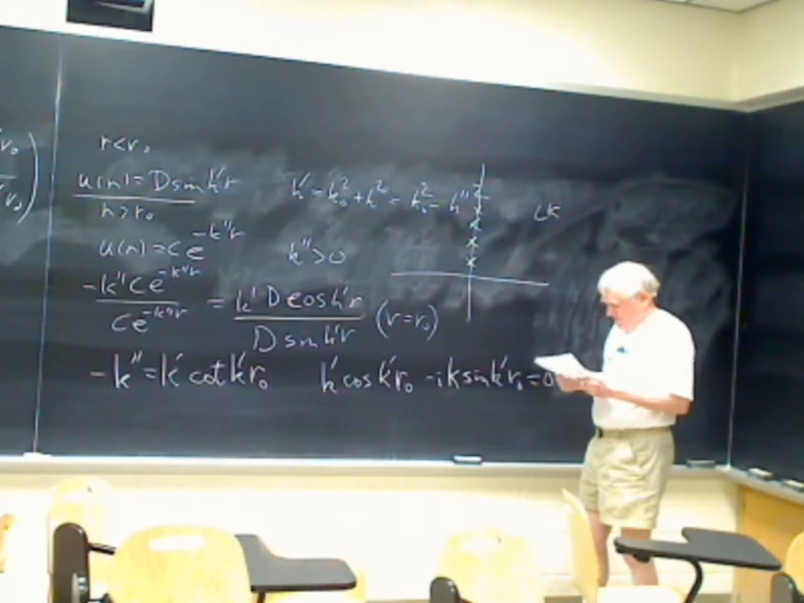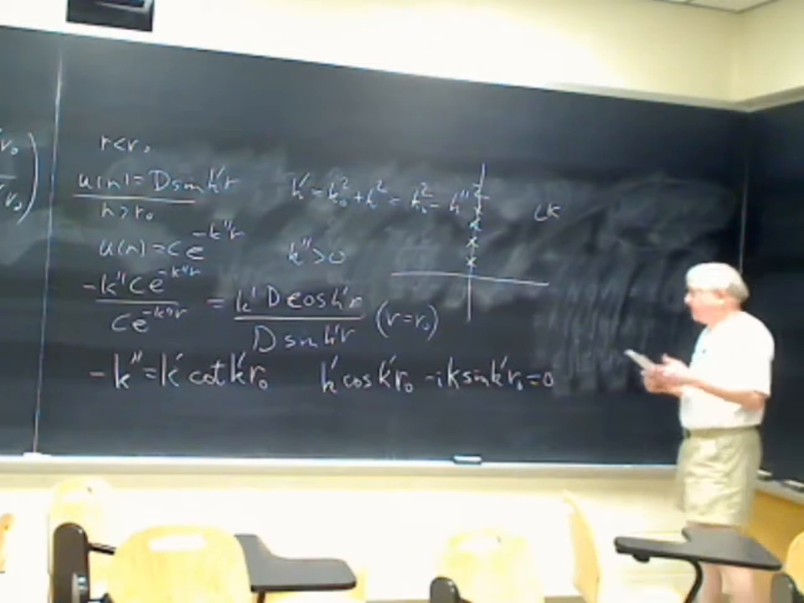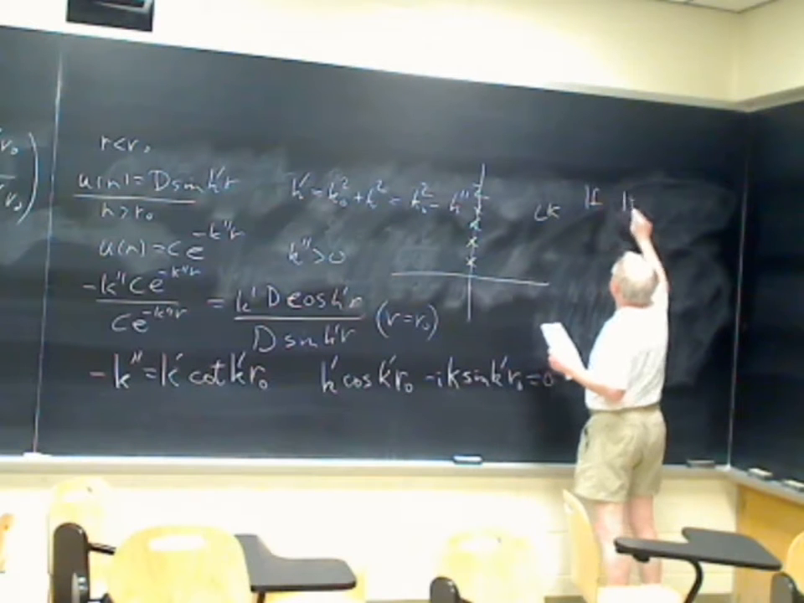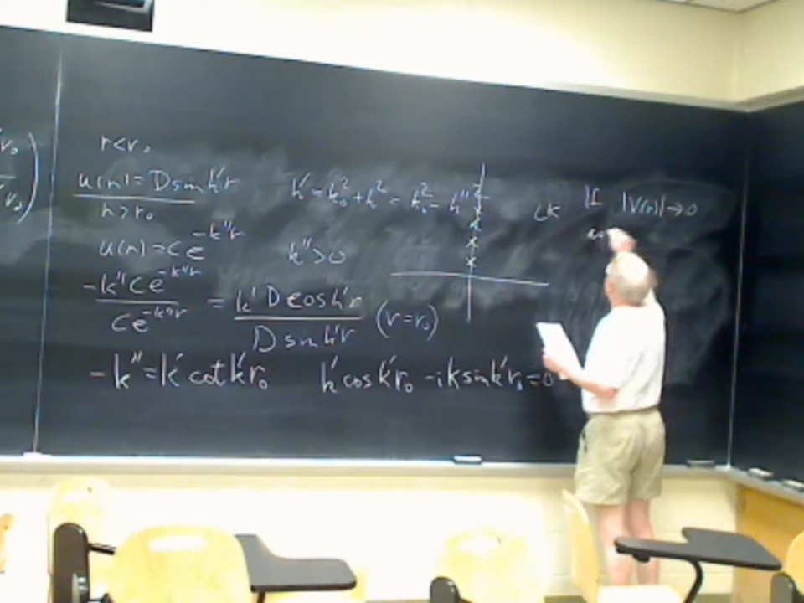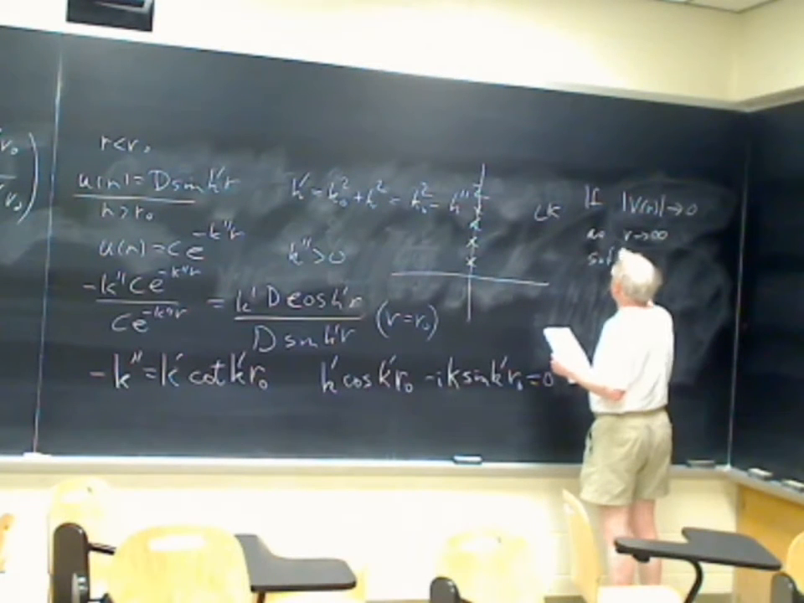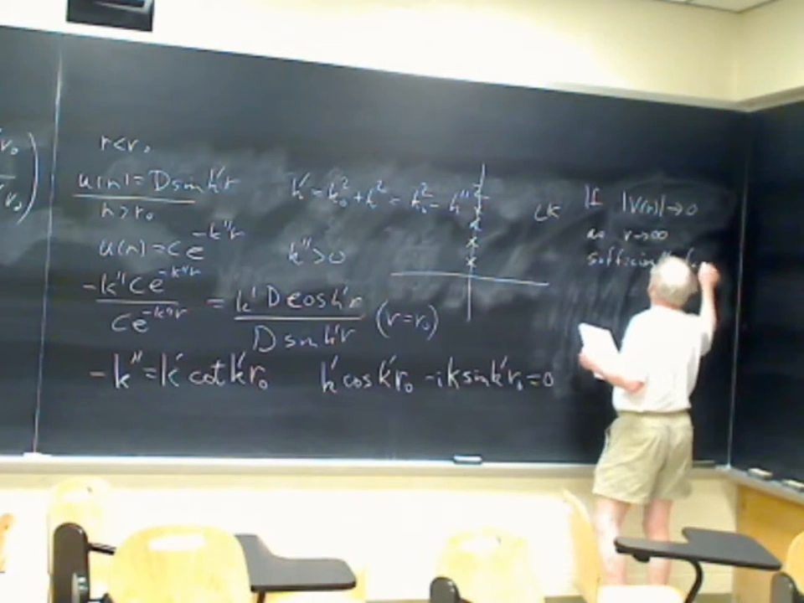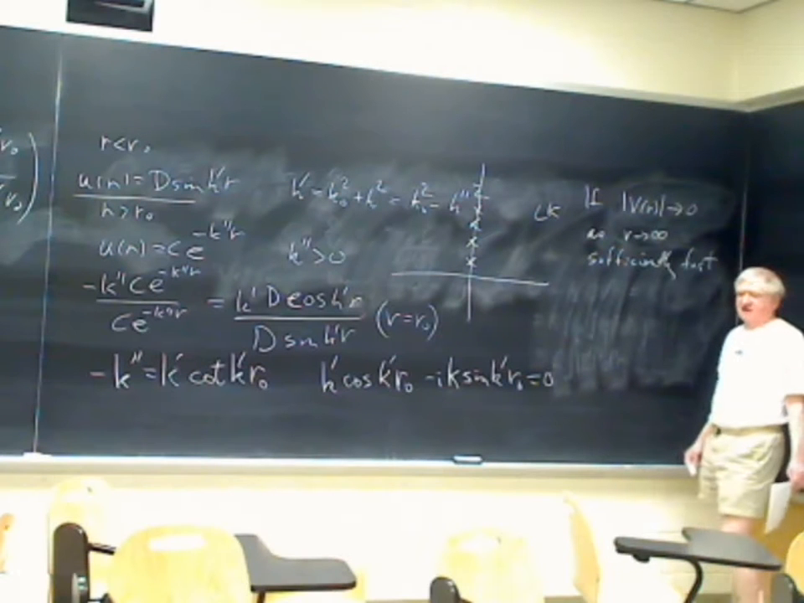So as I said before, this result is part of a pattern. You can show, this is sort of the theorem, if the absolute value of V of r goes to zero as r goes to infinity sufficiently fast, and I don't remember what sufficiently fast is. Certainly a square well is good enough.